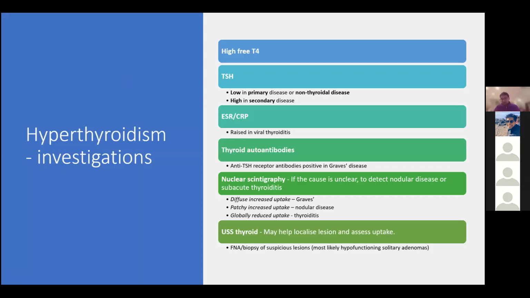And if the patient does have a nodule, it's often good to get an ultrasound of the thyroid to have a look at the underlying structures of that nodule, and a biopsy may be indicated depending on what is found.